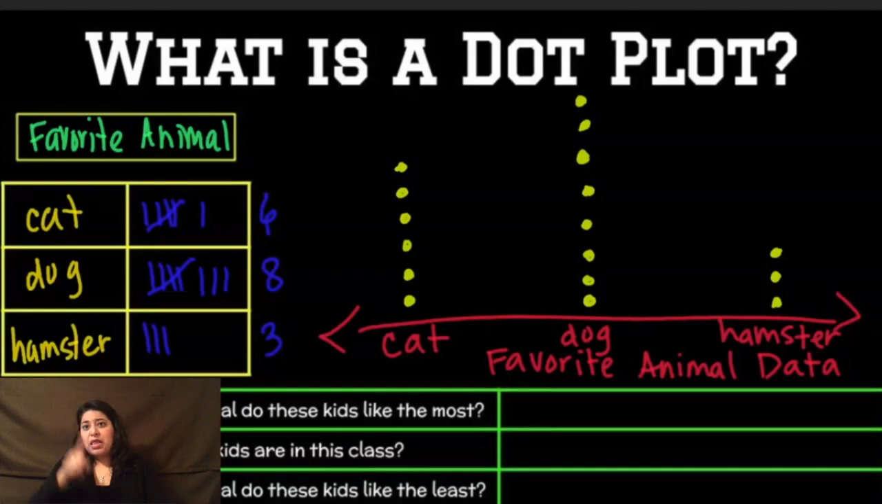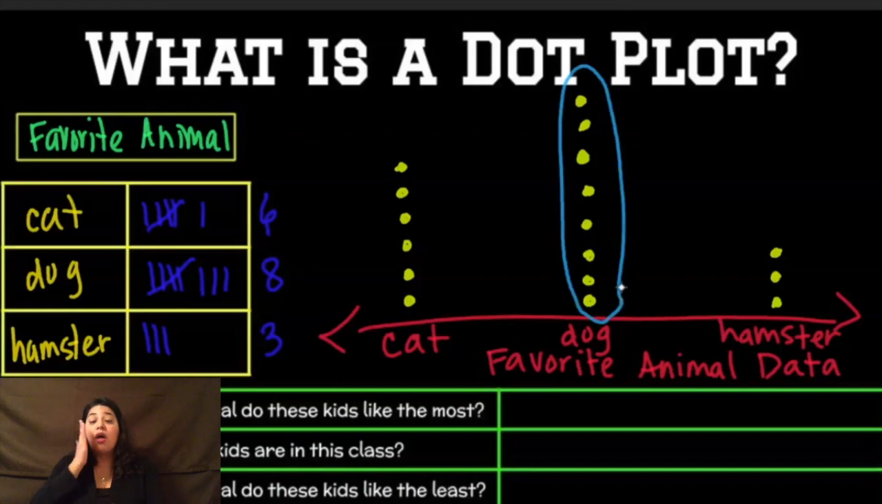So look at that first question. Which animal do these kids like the most? Okay, well, I think the tallest one, that's pretty easy right here, is dog, which was 8. So I'm going to say pretty certainly that that's dog.